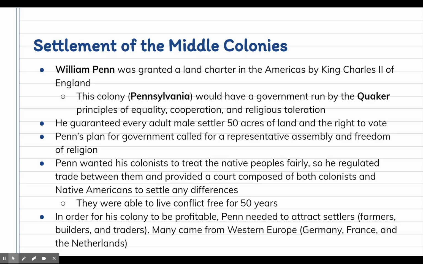In order for his colony to be profitable, Penn needed to attract settlers, farmers, builders, traders, and so many came from Western Europe, Germany, France, the Netherlands. And so we start to see, like when you think about Pennsylvania, you do see kind of a higher population of people of Germanic descent, French descent, from the Dutch area. In that area, you still have the Amish, and some people call it Dutch country, Dutch land over there. So you still see those kinds of influences from these early settlers.